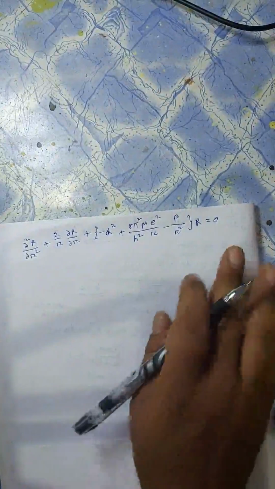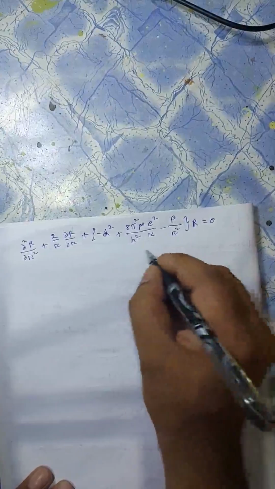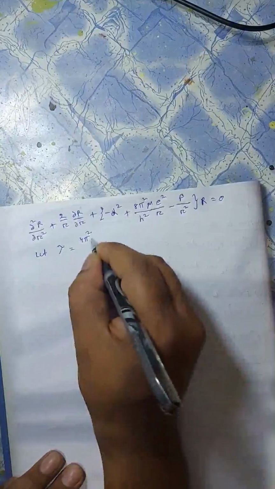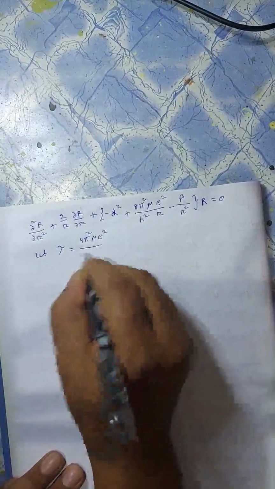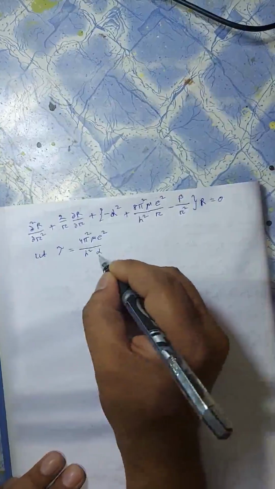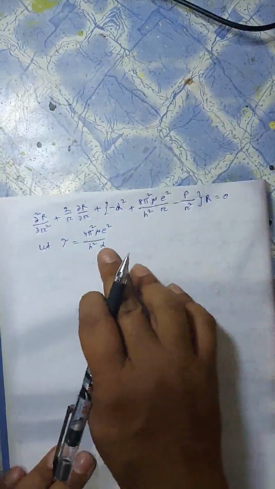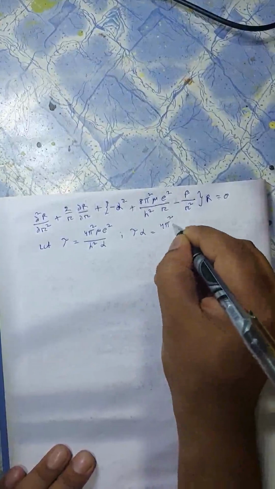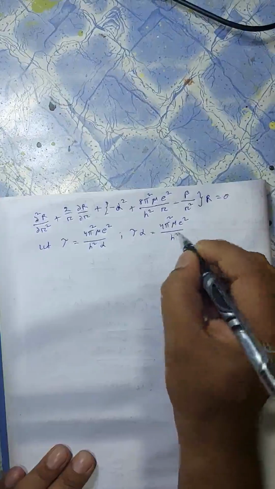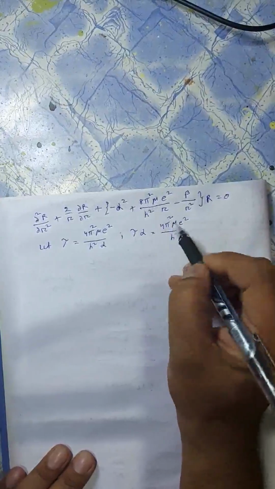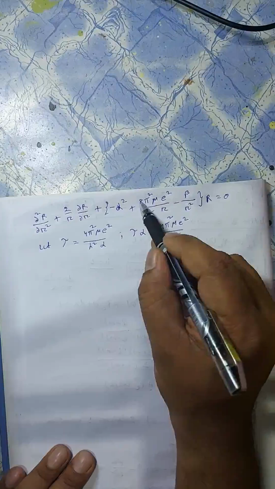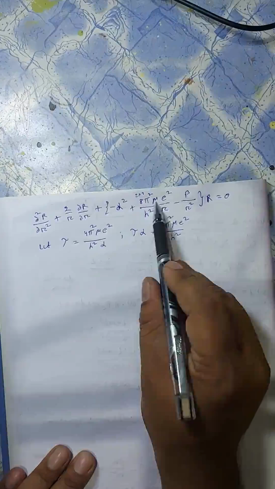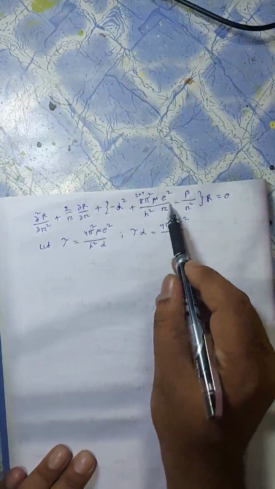Okay. Now we take another, this one equal to λ. Let λ be equal to 4π²μe²/h². I take this as α, so we take this α to this side. So λα is equal to 4π²μe²/h². That means in place of 8 we can write 2 into 4, so 2 into 4π²μe²/h² is equal to 2λα.